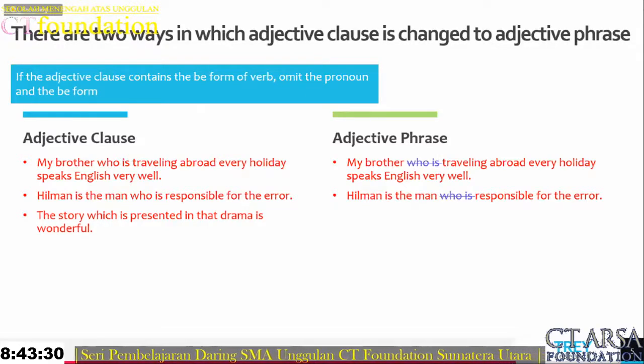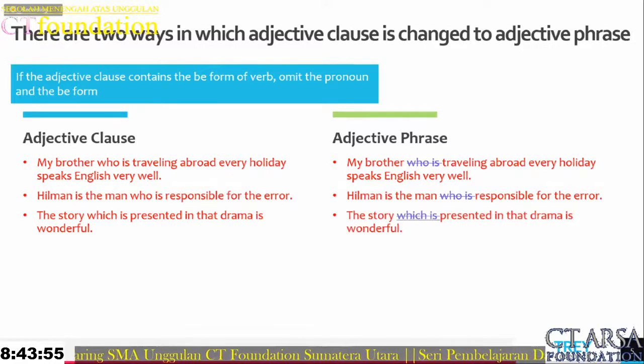Now, number 3, can you change it into an adjective phrase? The story which is presented in that drama is wonderful. The story presented in that drama is wonderful. Very good, that's correct. So we drop the relative pronoun and also we drop the be form. Okay, so this is an adjective phrase.